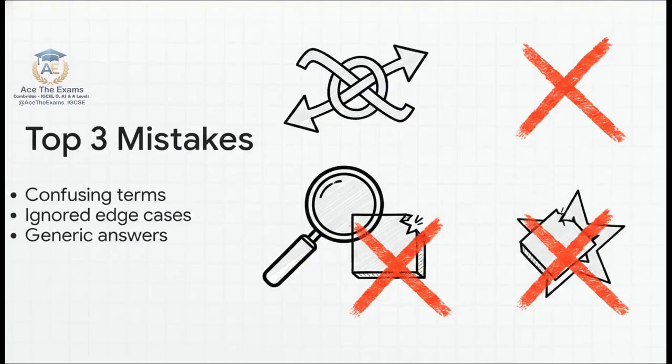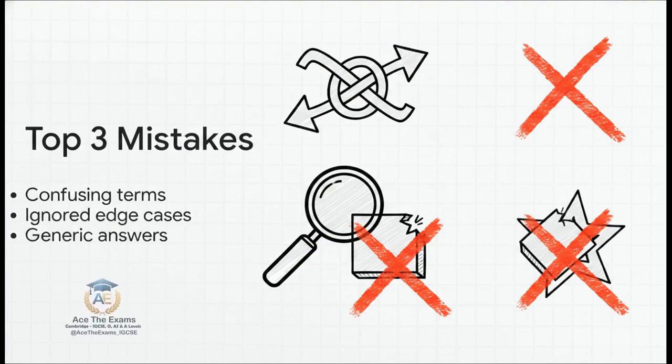The examiners have isolated the top 3 mistakes candidates make year after year. Number 1 is confusing cause and effect. Number 2 is completely forgetting to check boundary conditions and extreme edge cases. And number 3 is giving generic answers that are not specific to the context provided in the question.